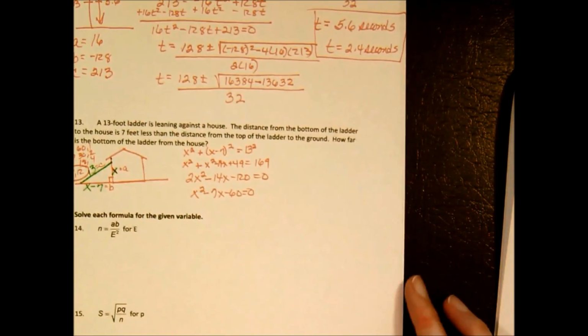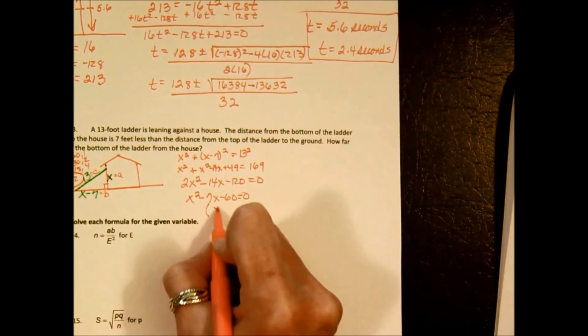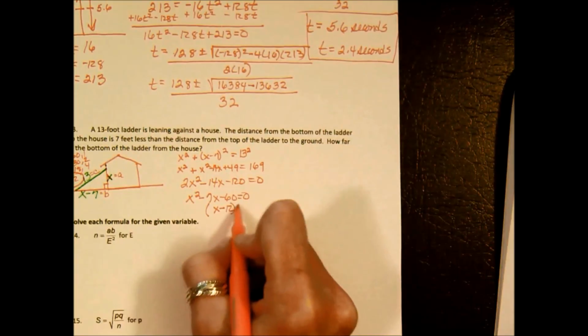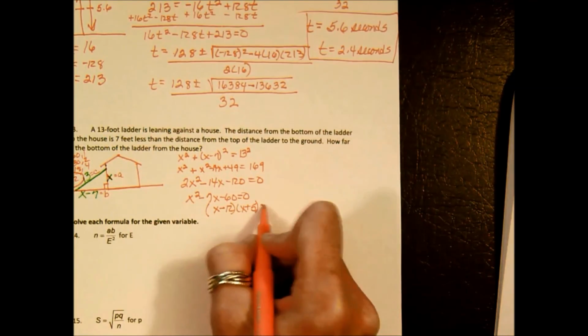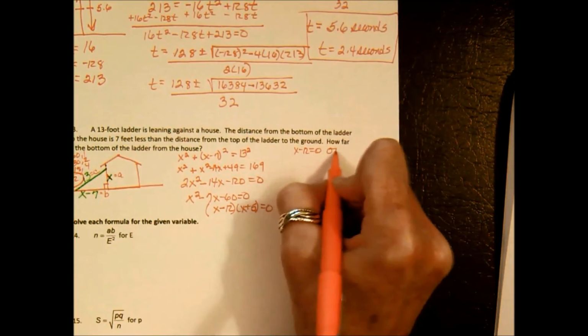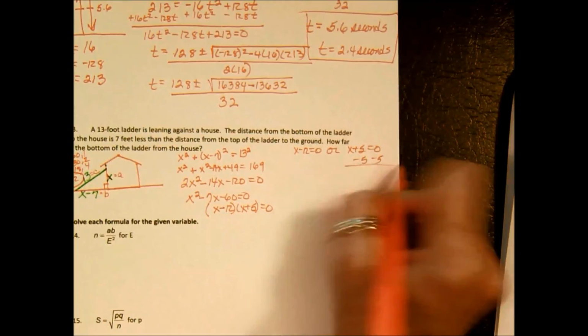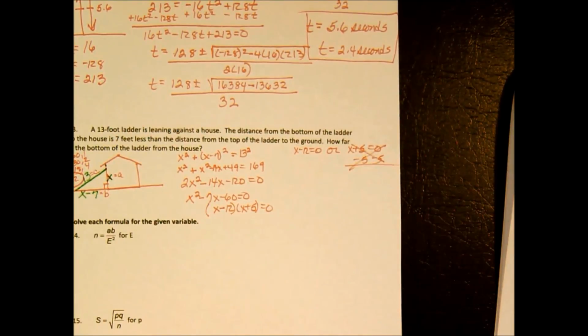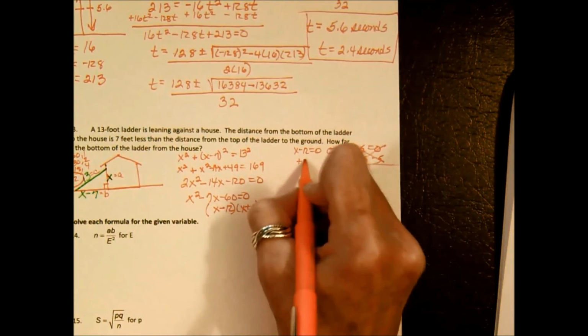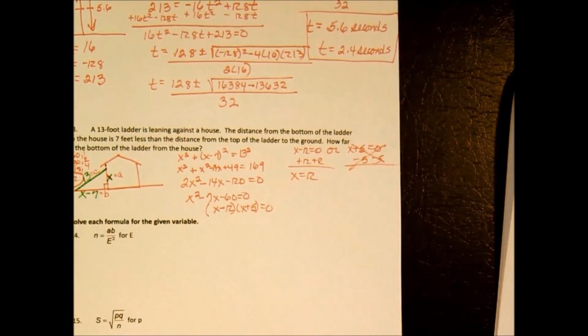So that's going to give us (x minus 12)(x plus 5) equals 0. So x minus 12 equals 0, or x plus 5 equals 0. This one's going to give me a negative measurement, so I can't have that one. But here I get x equals 12, and you're probably so excited that you're finished. But let's look at what the question asks.